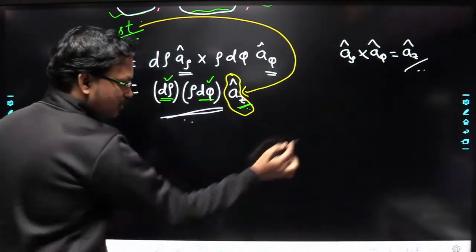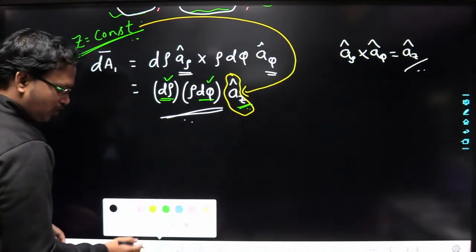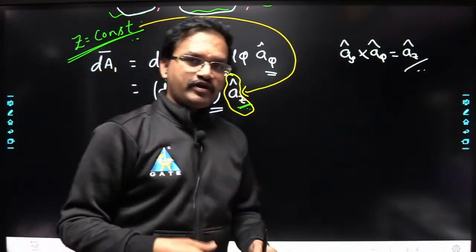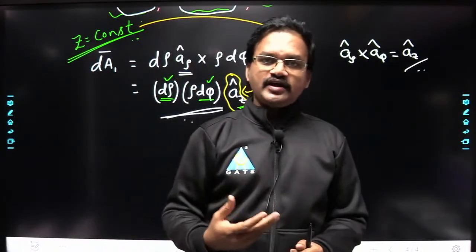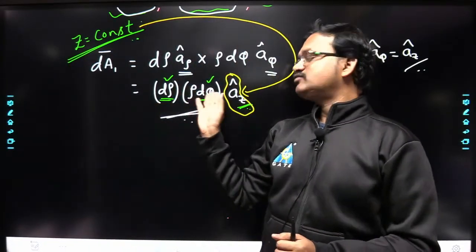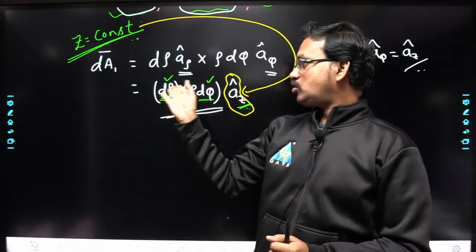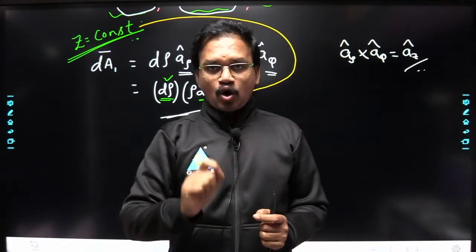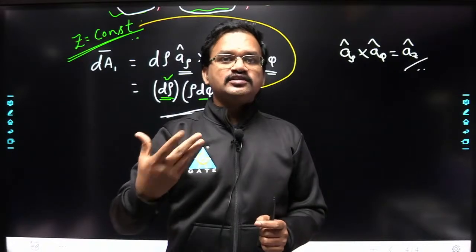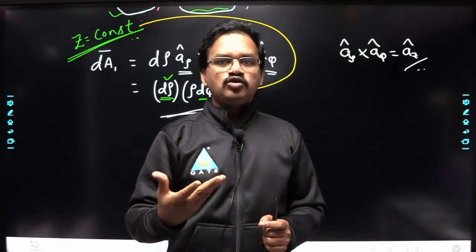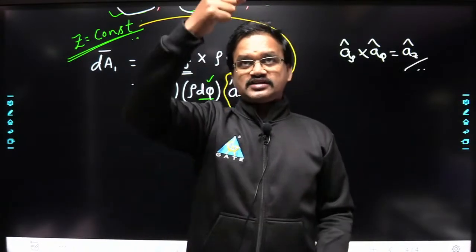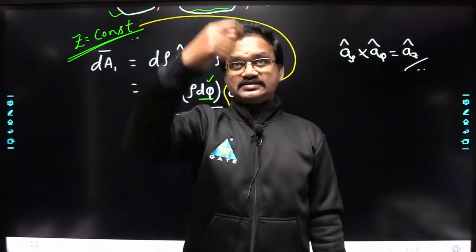First, without doing any mathematical procedures, we try to visualize what surface area we can form by varying only rho and phi. Yes or no? Here the variables are rho and phi. So by varying rho and phi and keeping Z constant, what is the surface area that we can get? That's what we are going to visualize here. Let us assume this is the Z axis here.